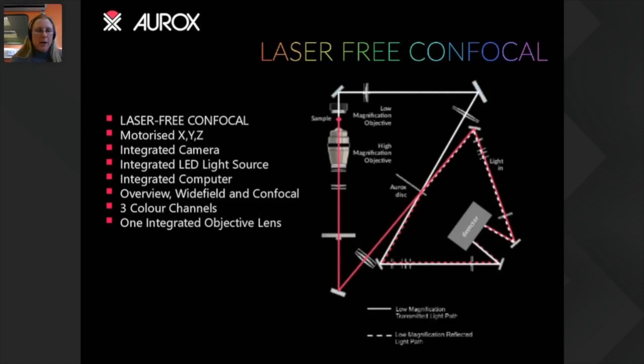The integrated camera inside Unity has two sensors. There are two 2K by 2K scientific CMOS sensors with 6.5 micron pixels, so it's really optimal for spinning disc confocal, and really sensitive as well. We have an integrated LED light source that sits inside, and the computer is integrated too, so you don't need a separate computer, monitor, keyboard, or mouse, although you can connect a monitor to it if you want to and just use the computer inside.